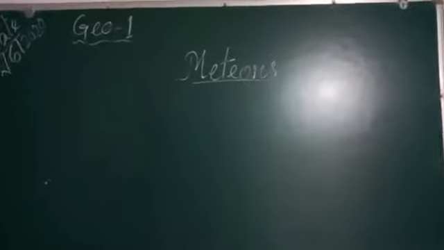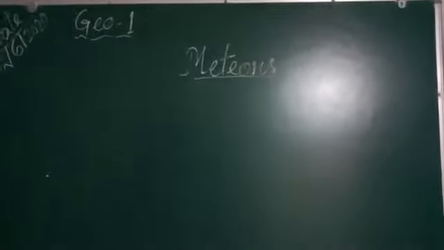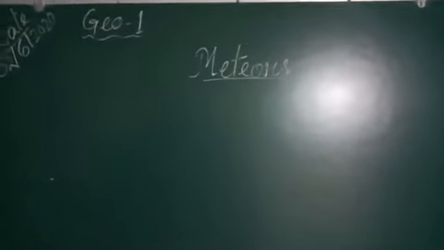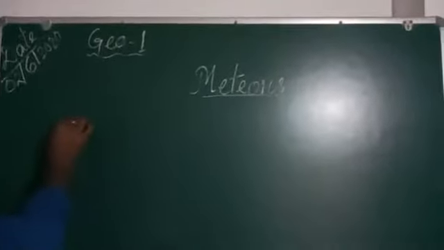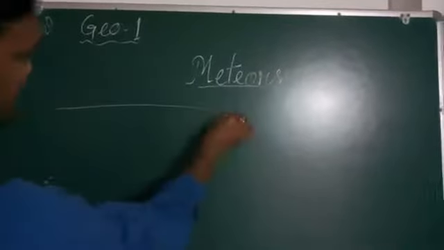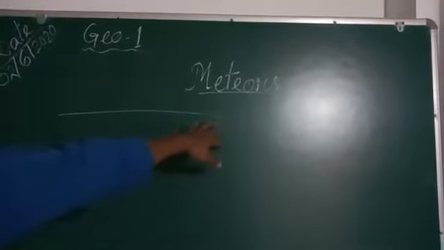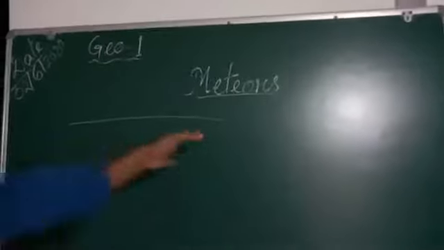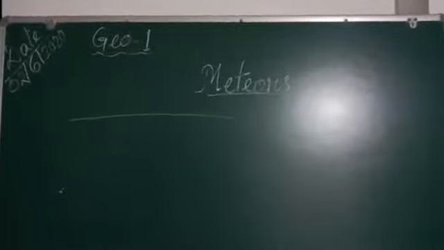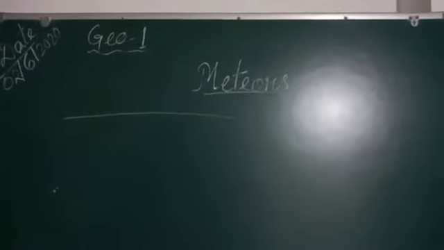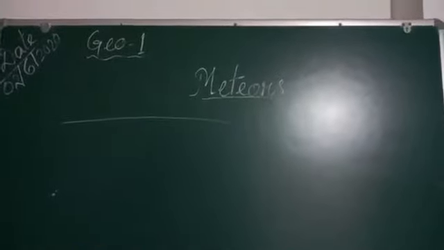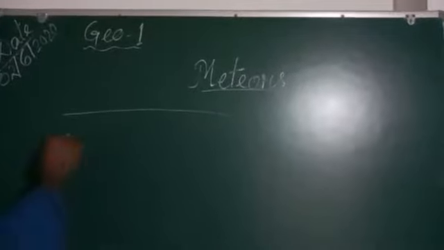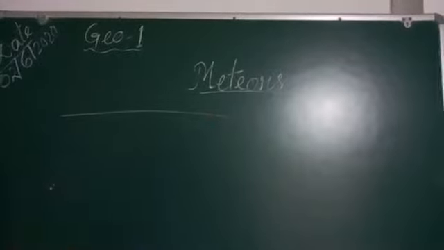Students, every night we see some bright streaks of light in the sky. That is, one light is passing and this way it goes. So whenever we look at the sky, very often we see a streak of light. These are called meteors. They are also known as shooting stars.